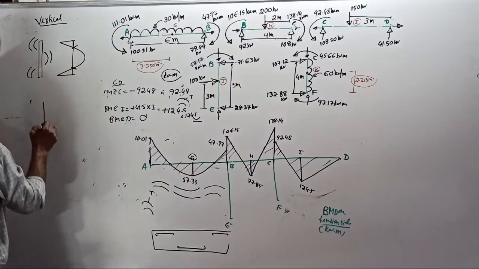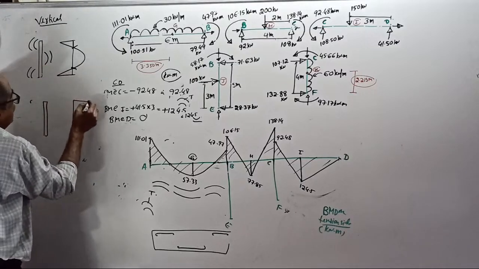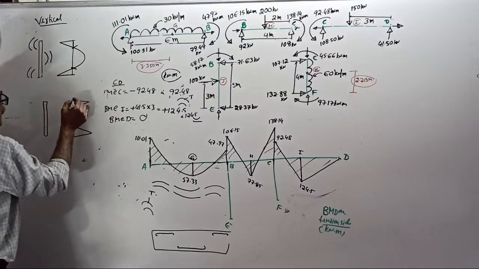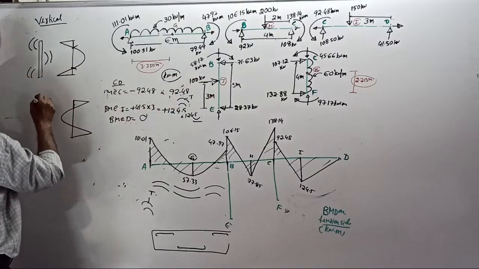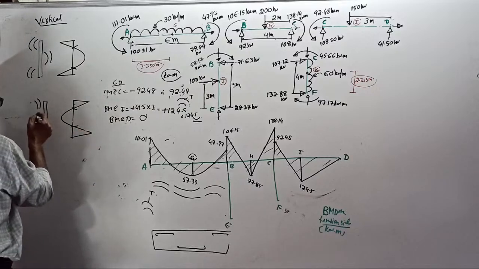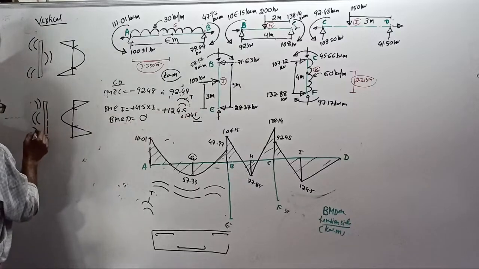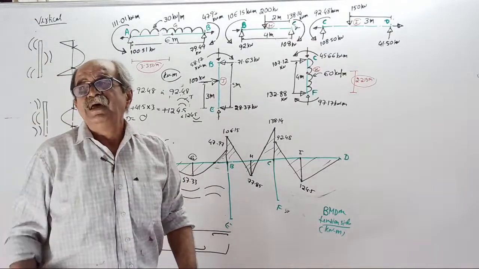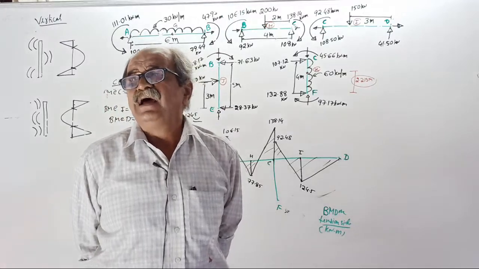Or, if you take one more member here, suppose the BMD on the tension side is like this. Then again it is clear. From here to here, tension this side, it will bend like this. From here to here, tension this side, bending this way. Here to here, tension right side, like this. So for a vertical member, full clarity will come if you plot the BMD on a tension side basis rather than sagging, hogging.